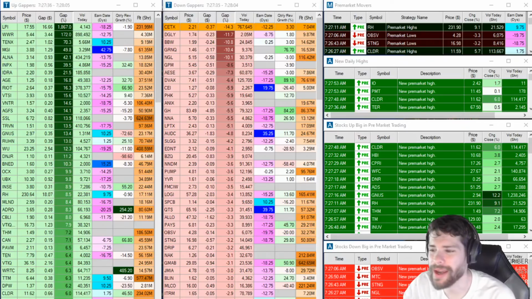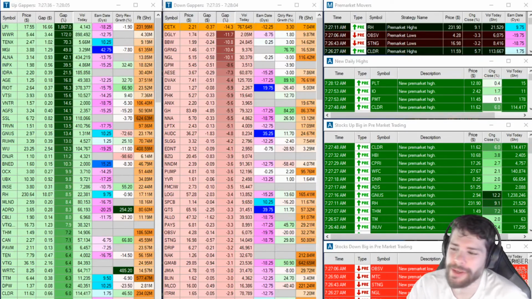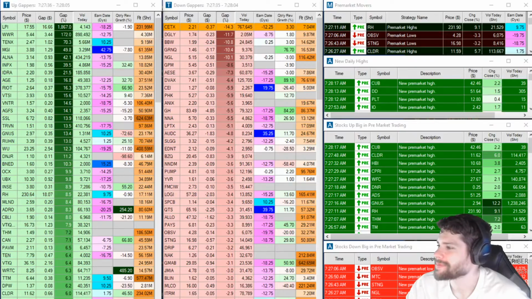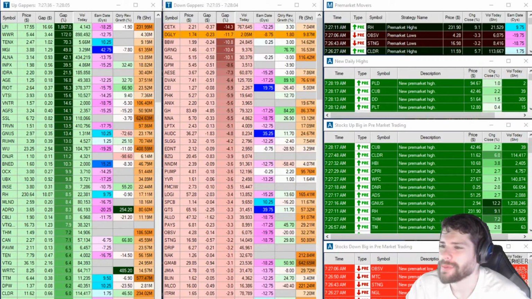Don't judge me. I got a Winnie the Pooh mug. Don't judge me. You know. We're gonna see. We're gonna see.